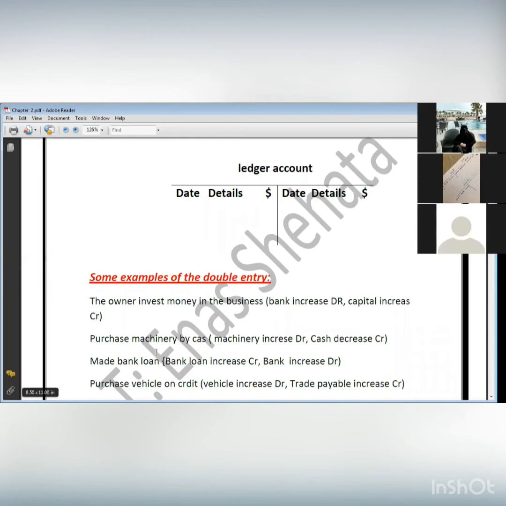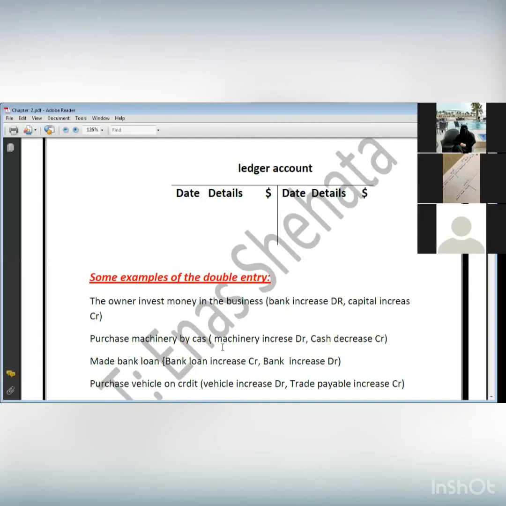Another case: purchase machinery by cash. Does my machinery increase or decrease? My machinery will increase. But machinery is a kind of what? It's an asset. When assets increase, it will be debit. I purchase from where? From my cash. So what will happen to your cash? Your cash decreased. Cash is what?